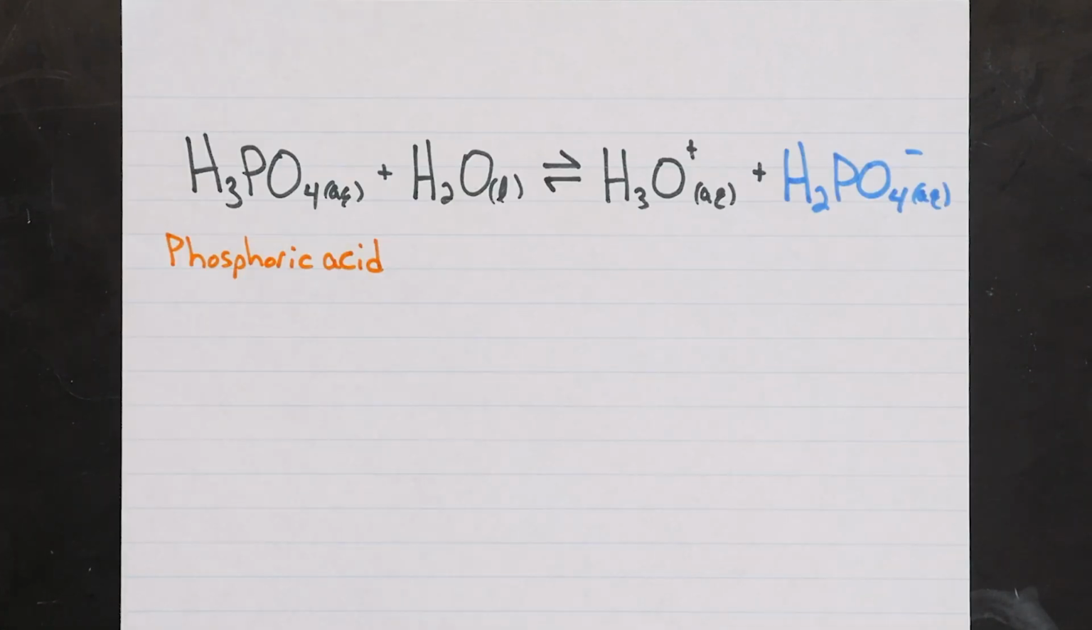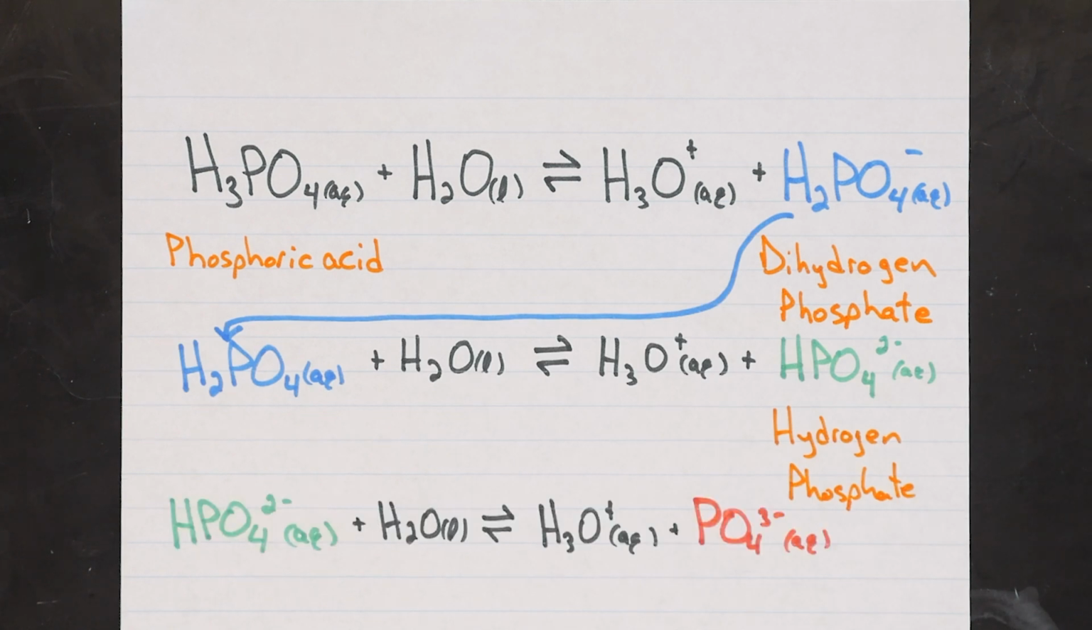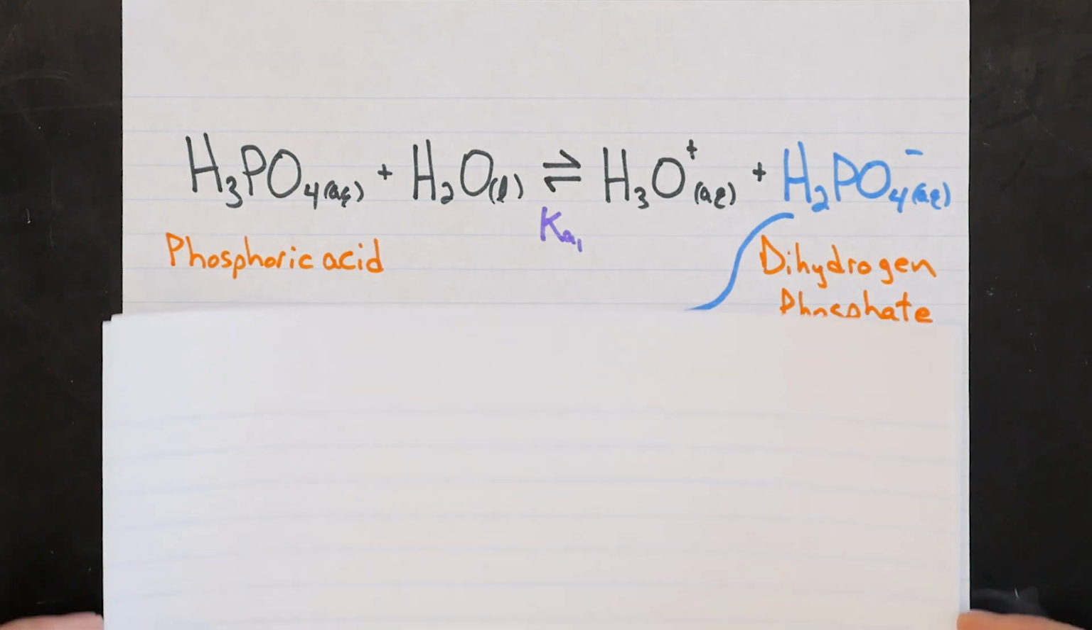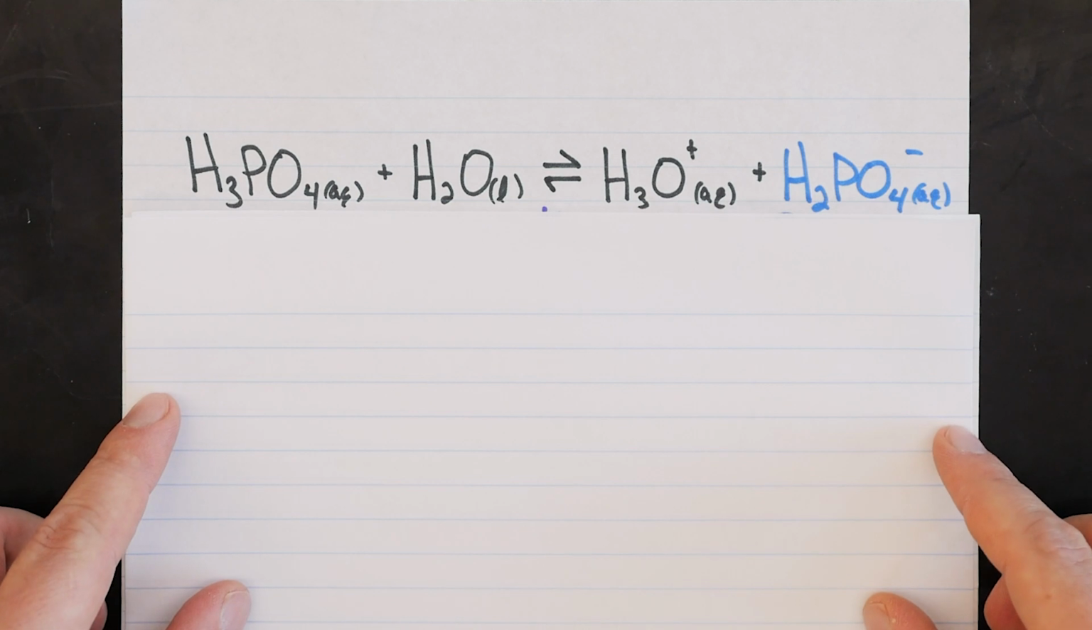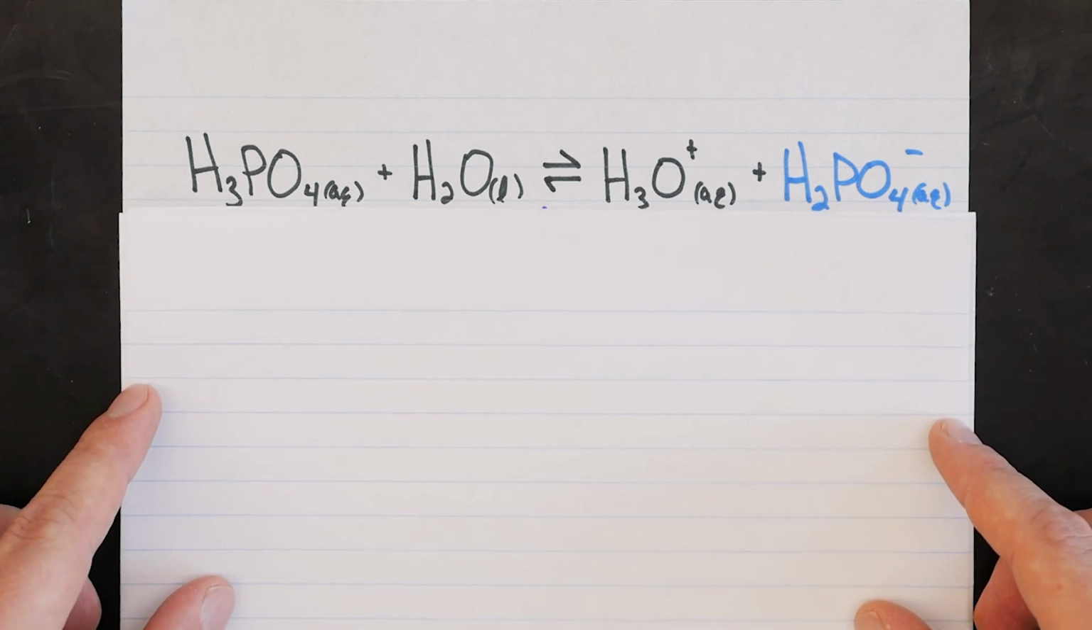First, it loses a proton to become dihydrogen phosphate, then another to become just hydrogen phosphate, and then another to become just phosphate. Each time, it becomes more and more difficult to lose these protons, because the conjugate base becomes more and more anionic, but exactly how difficult does it become? In other words, how strong are each of these conjugate acids?